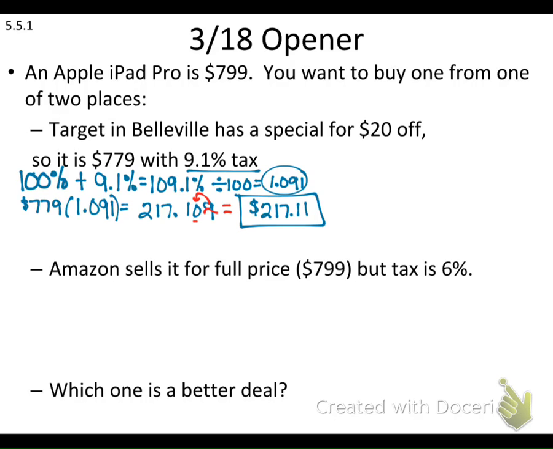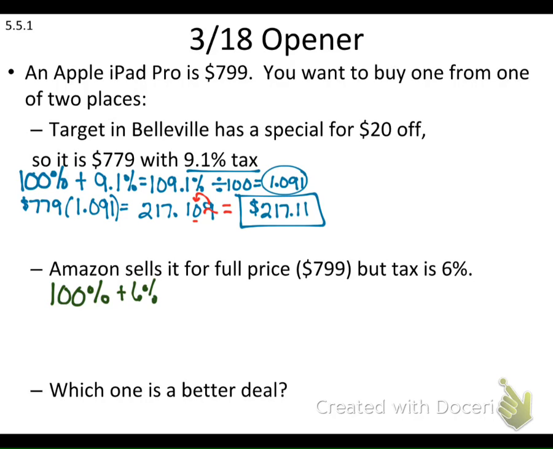So now, Cody, get your calculator out. Now, we need to see what it's going to cost from Amazon. Okay, so Amazon, it's $799, but the tax is only 6%. Target, the tax is higher, but the price was cheaper. So let's see. Okay, so step 1, we start at 100%. Step 2, add or subtract our percent. So what am I going to do? Where's my percent? It's tax, so I'm going to add plus 6%.